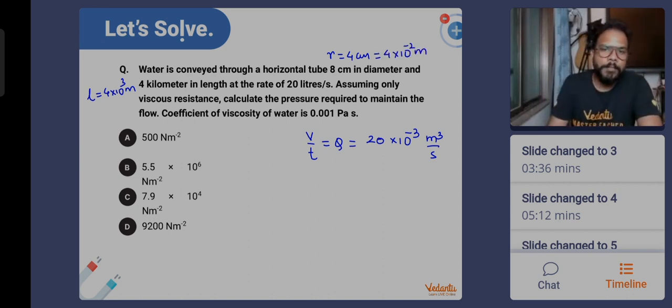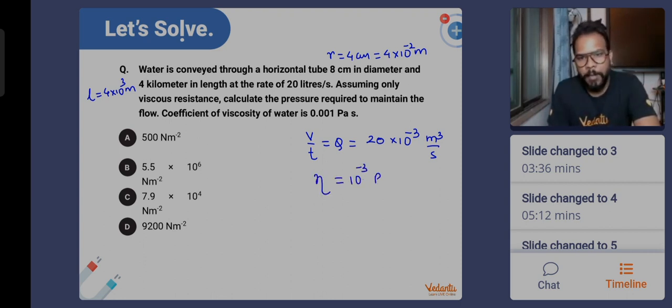So liter is not supposed to be used. In fact, liter is not even a CGS unit. So you'll have to use 20 into 10 to the power minus 3 meter cube per second. In physics, we don't use liters at all. We have to calculate the pressure required to maintain the flow. The coefficient of viscosity, eta, is also given in SI units only, so eta is 10 to the power minus 3 Pascal second.